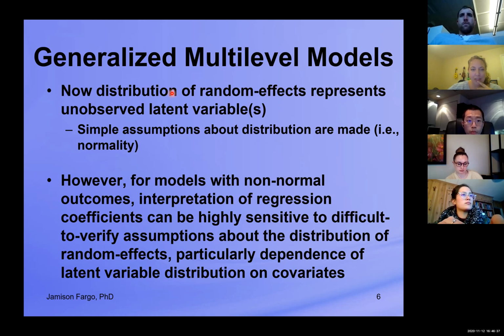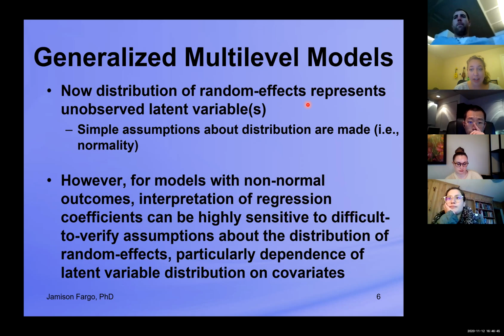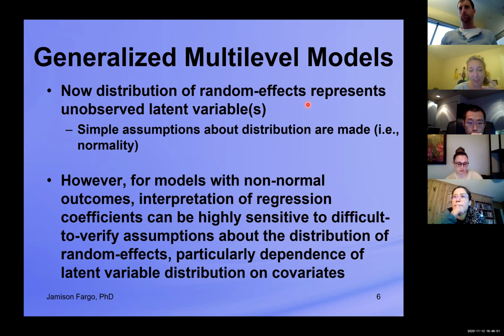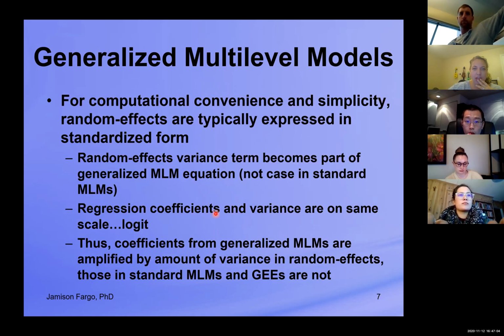Another way to think about these models is that any multi-level model can be redone as a structural equation model where the slopes and intercepts, instead of being random variables, are unobserved latent variables. But either way you do it, the assumption is that the random intercepts and random slopes are normally distributed. For computational convenience and simplicity, random effects are typically expressed in standardized form.